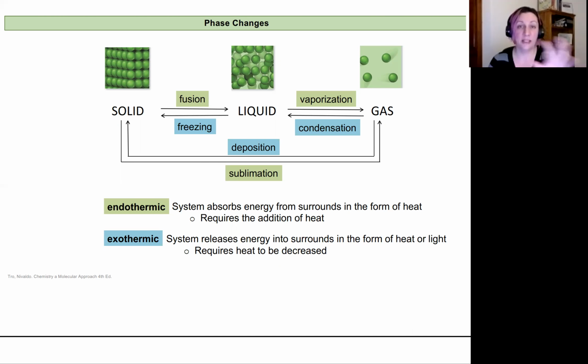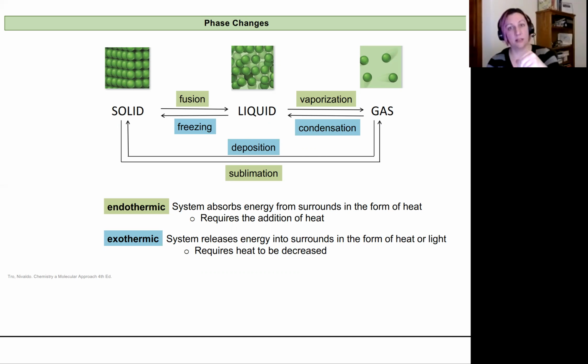Now, as you go from a liquid to a gas, as you input more of that energy into the system, as it absorbs it from its surroundings, then we have what's called vaporization or evaporation. And that's when we see our liquid particles become a gas and they kind of break off from that liquid that's bound close together and they start zipping all over the place.